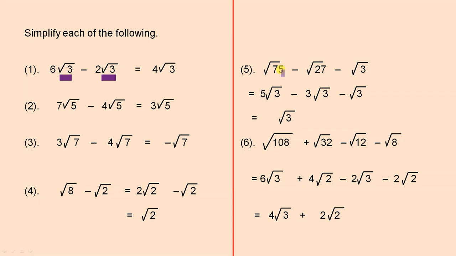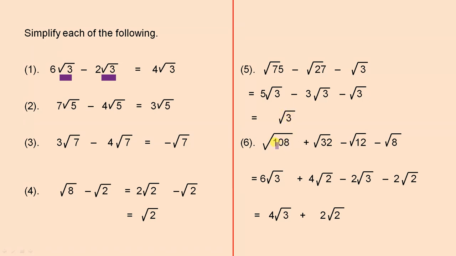Number 5. The square root of 75 minus the square root of 27 minus the square root of 3. The square root of 75 is 5 root 3. The square root of 27 is 3 root 3, and that's the square root of 3. 5 minus 3 gives you 2. 2 minus 1 gives you 1, so that gives you the square root of 3.